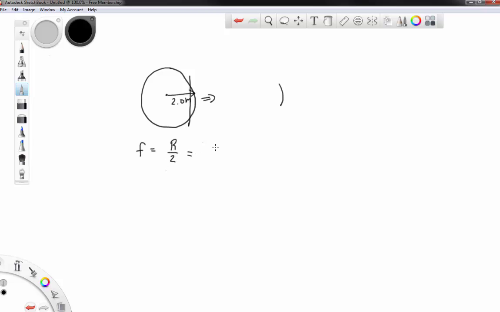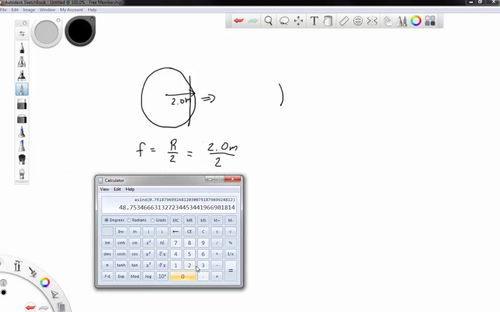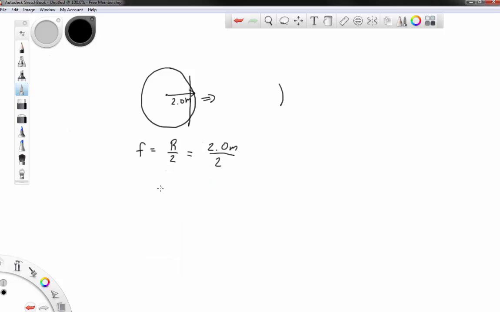That means that it should be 2.0 meters divided by 2. And so what should that be? Well, you guys may need to use your calculators to solve this one. So let's see here, 2.0 divided by 2 gives you what? It's a 1 meter focal length for this mirror. So the focal length of the mirror should be 1.0 meters. And that's for this spherical mirror whose radius of curvature was 2 meters.